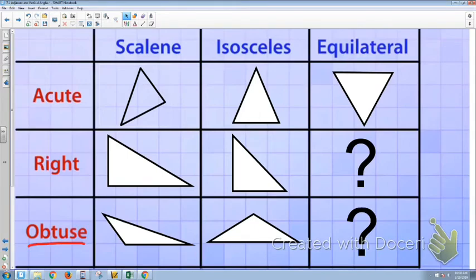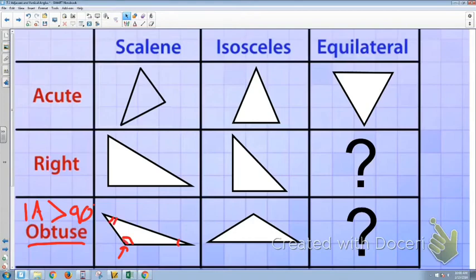Obtuse triangles have exactly one angle that's larger than 90 degrees, and only one. The sum of the interior angles of triangles must always be equal to 180 degrees. As soon as you have an angle that's larger than 90, no other angle can be larger than 90, otherwise the sum will be larger than 180. So if this is larger than 90, these other two must be acute.